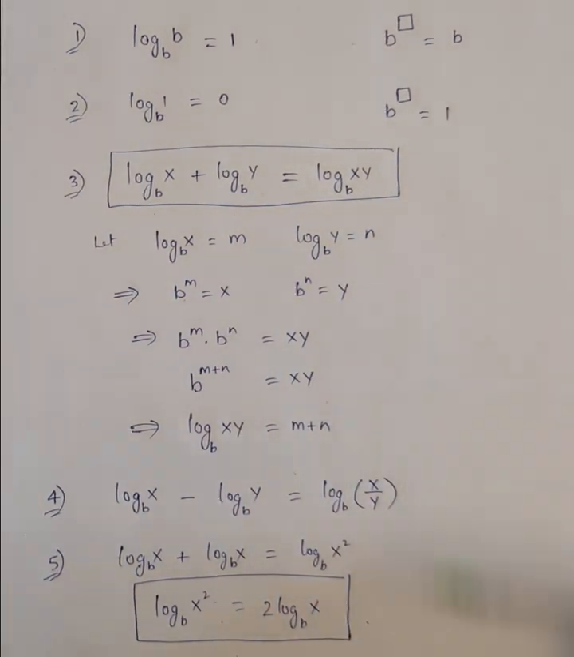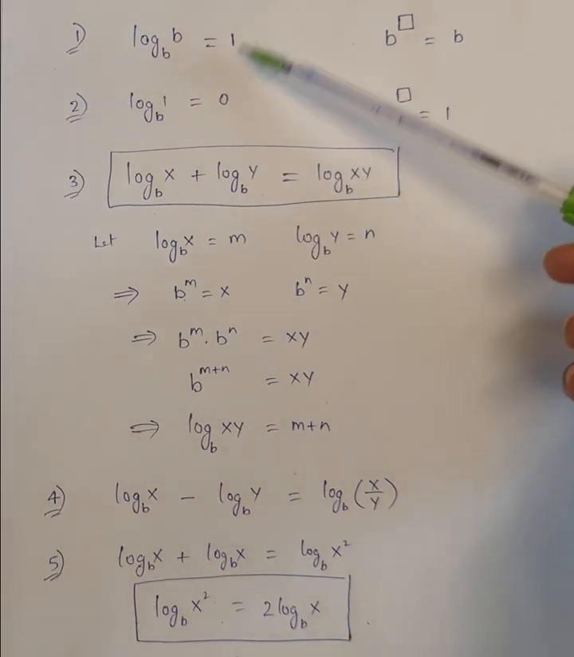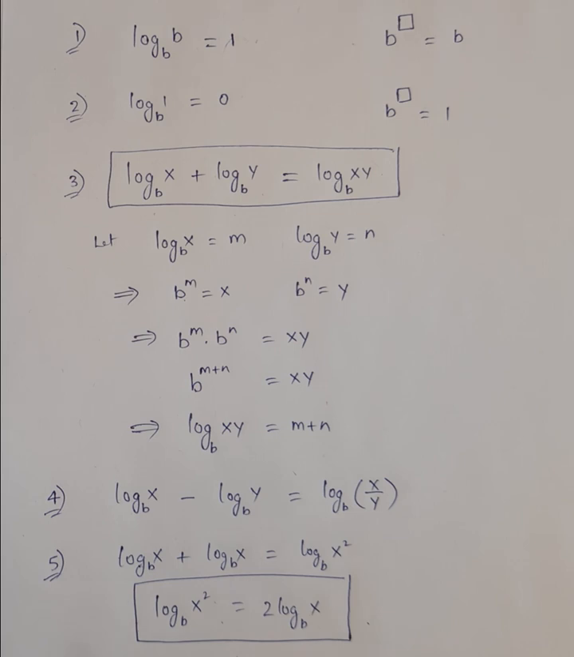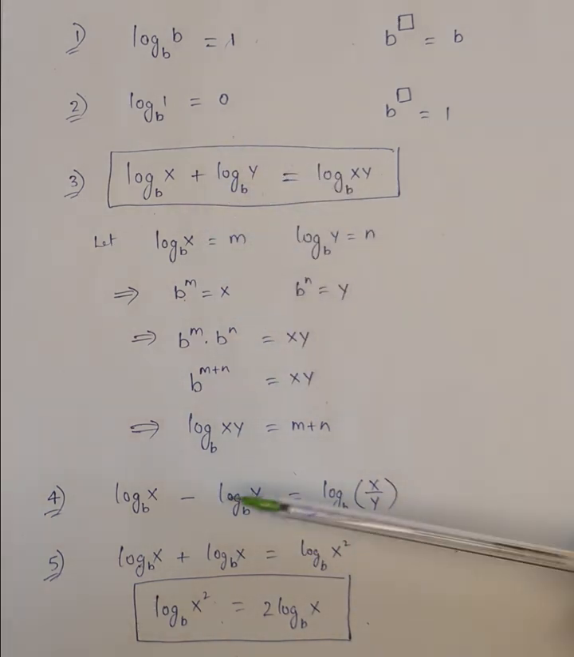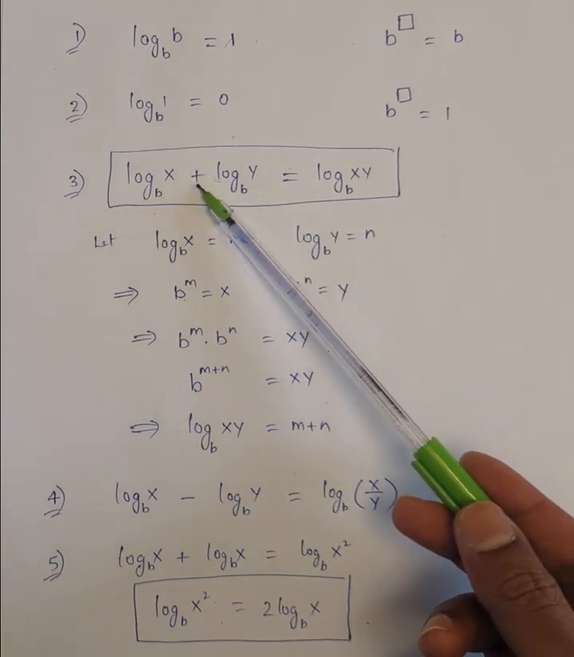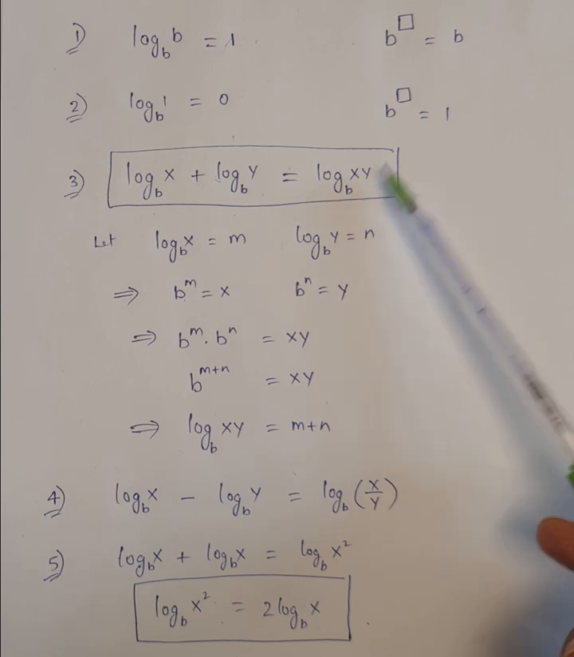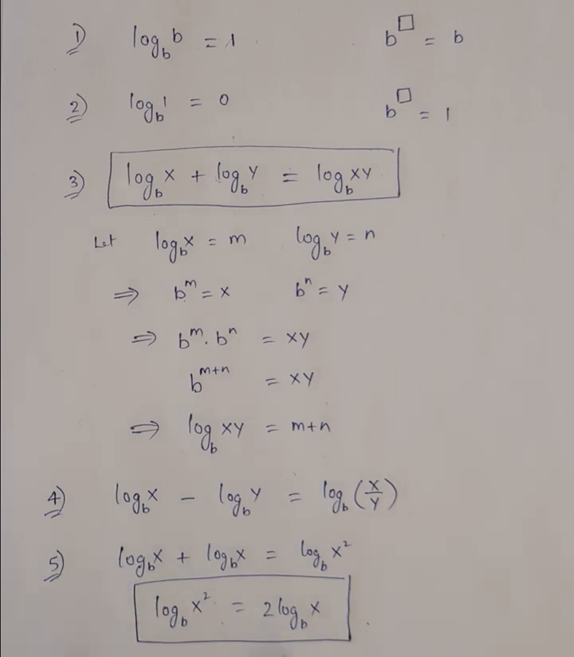So these are some of the properties of logarithms. The first two have just number as an answer, and 3 and 4 are trying to tell us how to combine two logarithms. It says if you have a plus, then it transforms to multiplication. Minus would translate to division. And if you have an exponent, that exponent could be brought in the front.